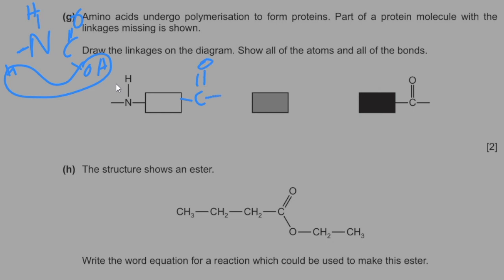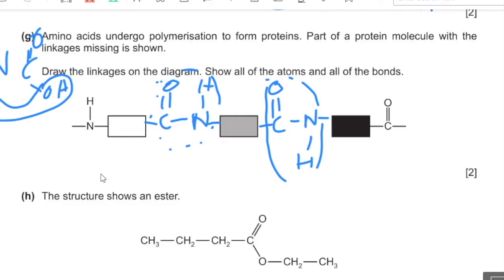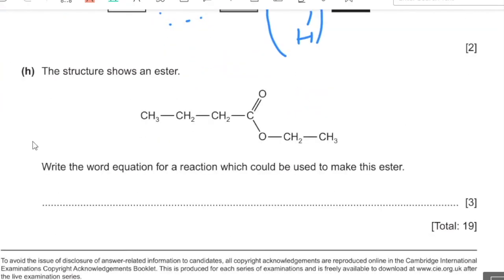So the carboxylic acid group is no longer that group. However, it reacts with the nitrogen of the next amino acid. And then once again we have carbon over here, and then a nitrogen atom over here, and these are the amide linkages.